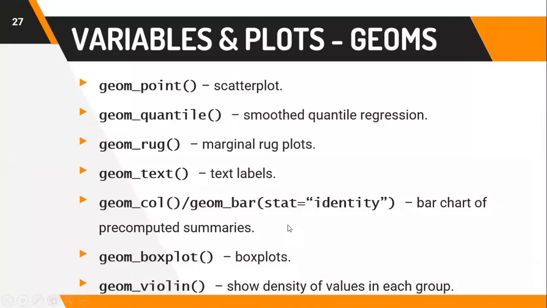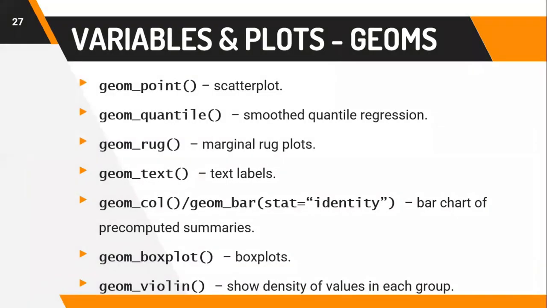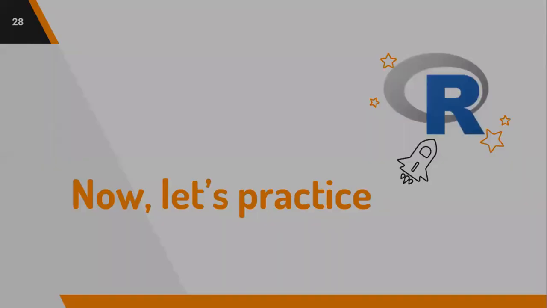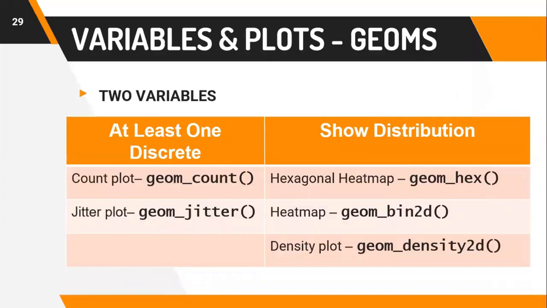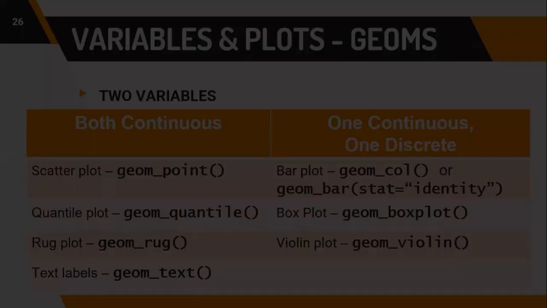So I gave the description. So the geom point will create a scatter plot. The geom quantile will create a smooth quantile regression. The geom rug will create marginal rug plots. The geom text will give the text labels. So afterwards, when we look at the one continuous, one discrete, then we can move further down to the descriptions. And then we need to practice that too. And then we'll move on to another two variables and show different sort of things. So let's go to both continuous, right?